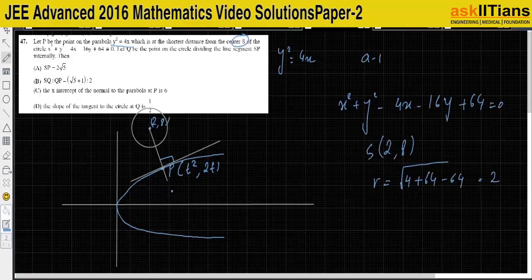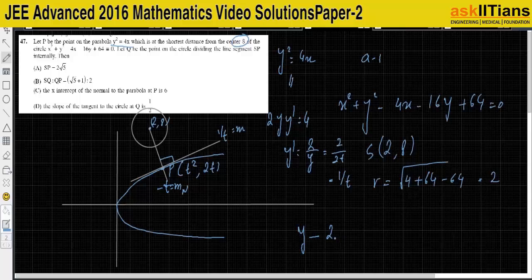Alright, so if I find the slope of the tangent at this point, if I differentiate, I'll get 2y y dash equal to 4. So y dash will be 2 by y, and what is y? y is 2t, so the slope is 1 by t. So this is the slope of the tangent, so the slope of the normal will be minus t. Slope of normal will be minus t. So if I write down the equation of the normal, that will be y minus y1 equal to slope times x minus t square. So this is the equation of the normal, right?